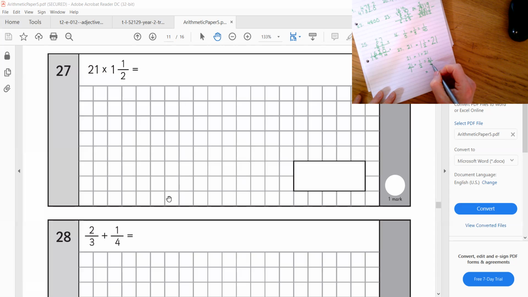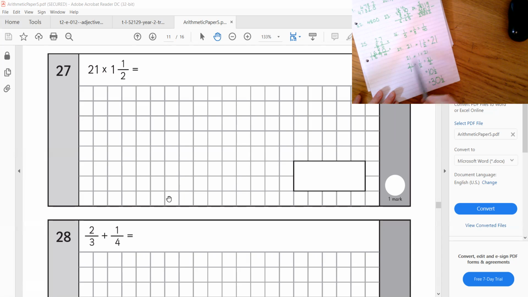So how many holes can I get out of 21 halves? I can get 10 holes, and I'll be left with 1/2 left over. So I've got 21 holes over here, 10 holes over here, so that equals 30 holes and 1/2. There's what you should have got there. So let's just double check what I did.